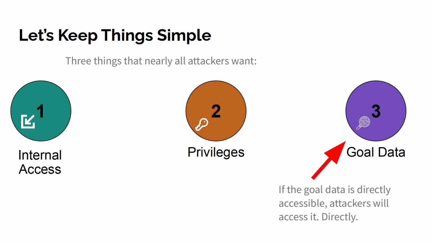Most organizations have their critical data on the inside. Therefore, attackers need internal access to get to that data. Most of your users don't have access to all of that critical data, so attackers often need privileges. But for the record, if the goal data is accessible remotely, then it's a one-step breach, and you're just in a bad place as a defender.